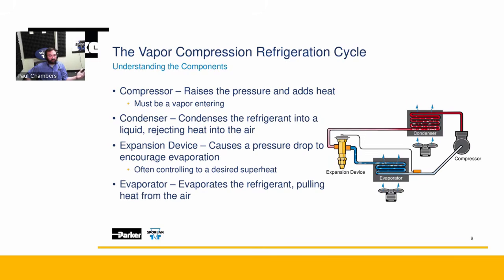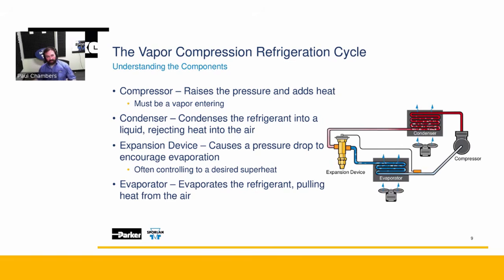So that expansion device causes a pressure drop to encourage evaporation, often controlling to a superheat, so that it's going to a certain amount above the boiling point. We see that in a TEV, which is controlling to a superheat. Then your refrigerant goes through the evaporator. It says, hey, we're ready to boil. This refrigerant has just dropped in pressure. It's ready to change phase into a vapor, but it needs heat to do that. So it's going to pull heat out of the air. That's the heat that's then going to be rejected out of the condenser, and it's going to repeat the cycle.